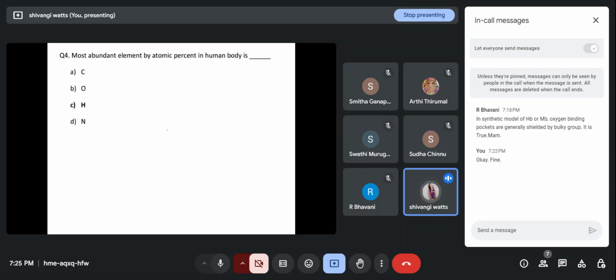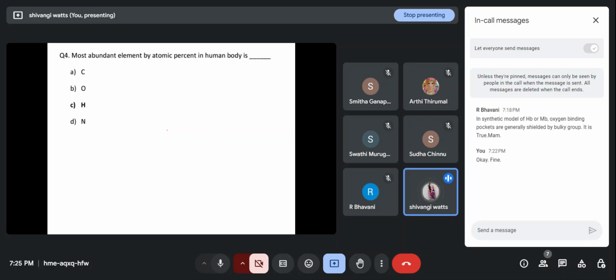So now moving to the next question. This is a very easy question. Most abundant element by atomic percent in human bodies. Oxygen, ma'am. Oxygen is present in the air. Oxygen is abundant in the air. Oxygen is 78% in the atmosphere. But they are asking about the human body. So most abundant element by atomic percent in the human body.